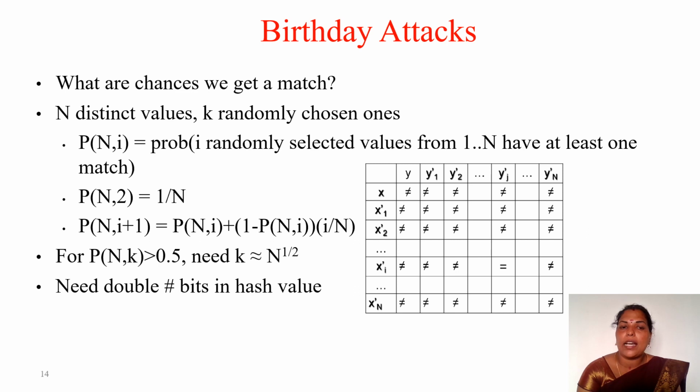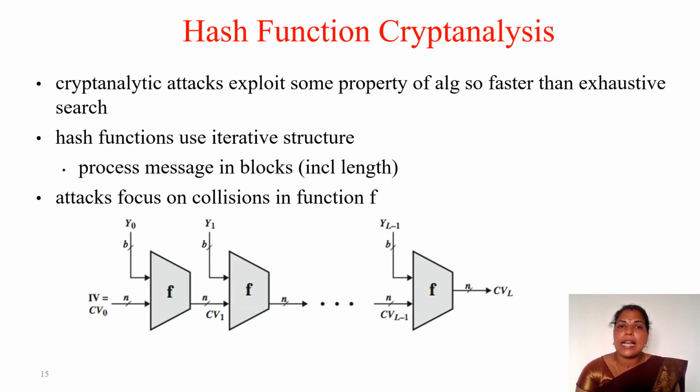So for p of n comma k greater than 0.5, we need k approximately n power 1 by 2. So we need double the number of bits in the hash value. Then it is possible, that is vulnerable to the attack. Then for this hash function, we can have cryptanalysis, that is brute force attack.